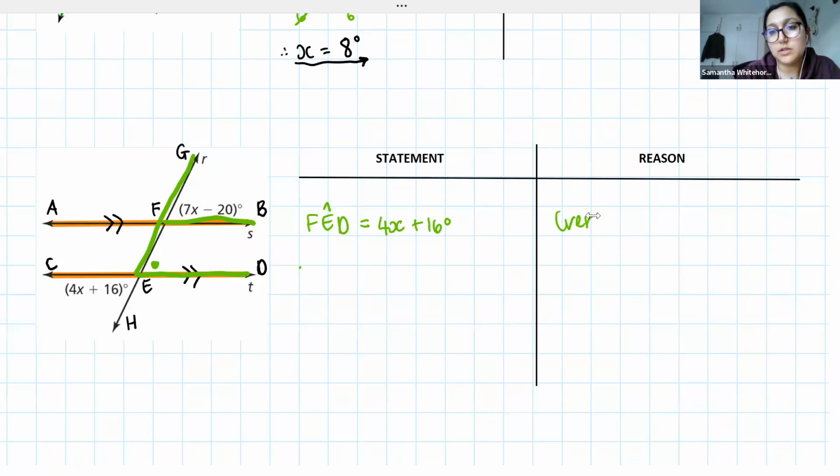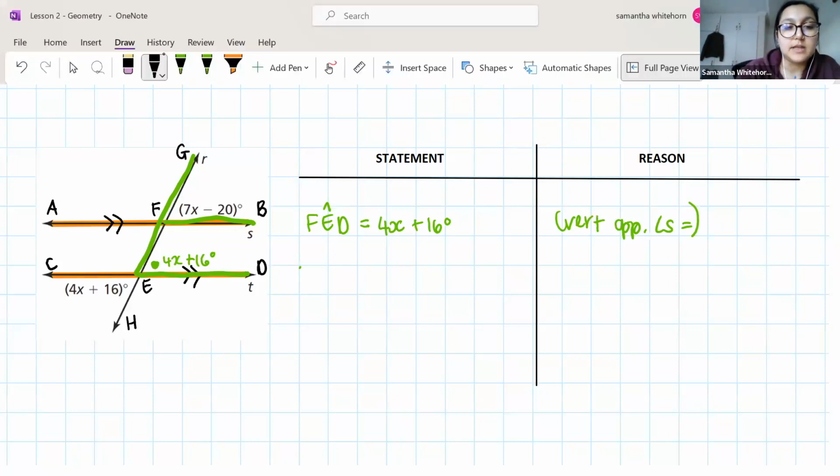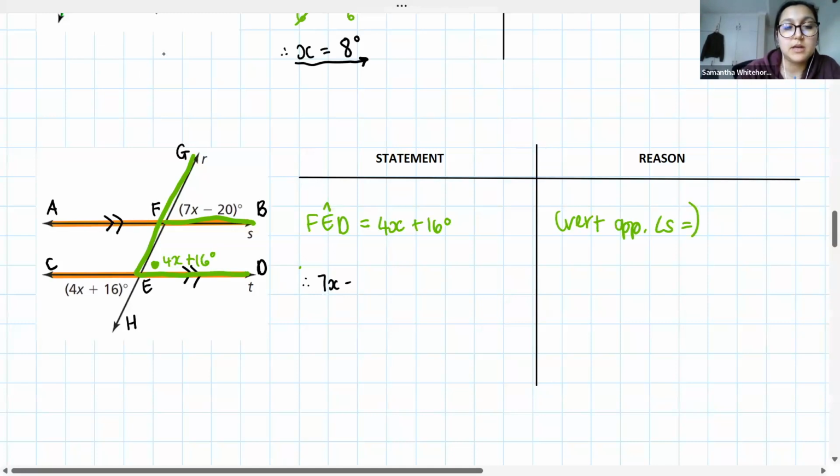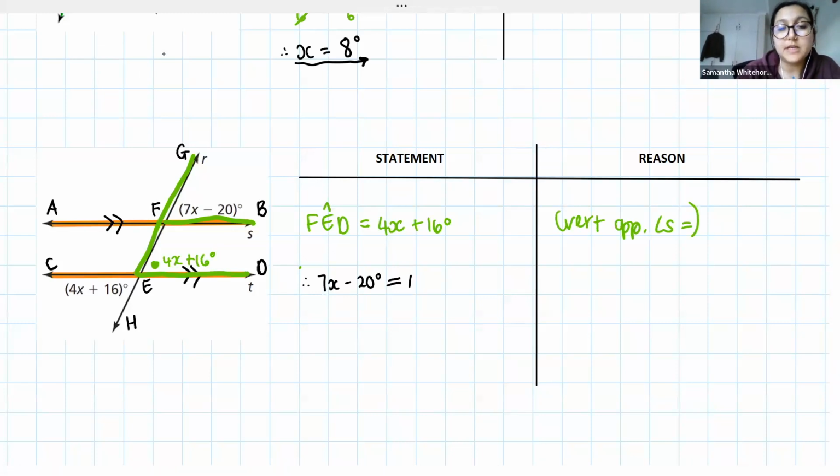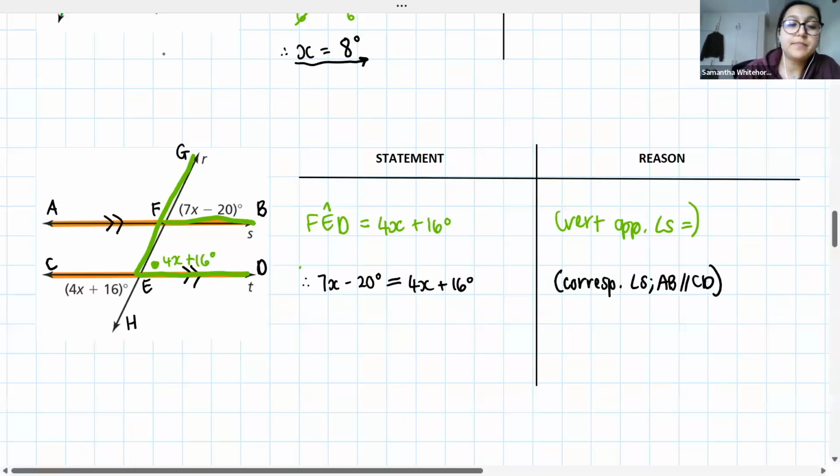Okay, now that's useful to me because, like I say, now that we know that this is 4x plus 16, I've got my corresponding angles. And so now I can go and say, therefore, 7x minus 20, and remember, corresponding angles are equal, is equal to 4x plus 16 degrees. My reason here, corresponding angles. Remember, for any parallel line reason, you have to state the parallel line. So here, AB is parallel to CD.